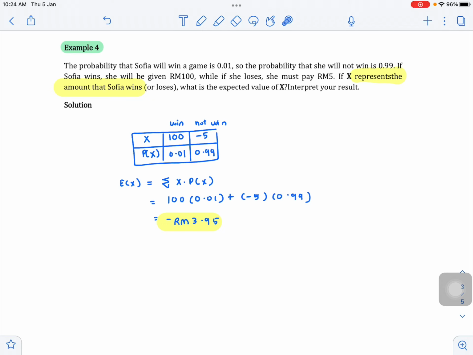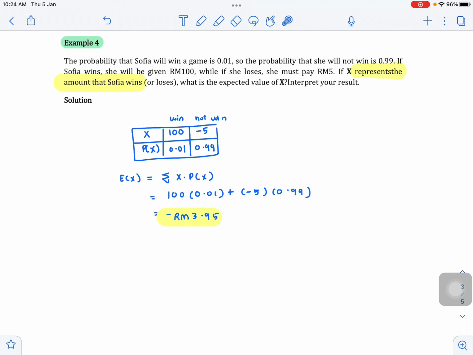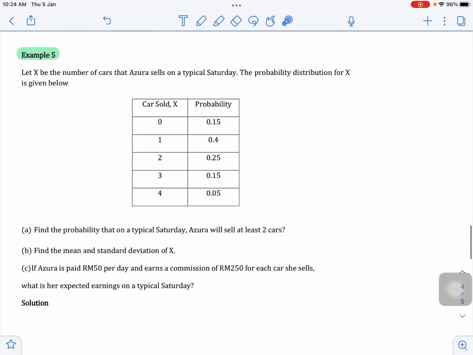So that's all for 3.2. Example number 5 here is for you to work on. Okay, thank you.